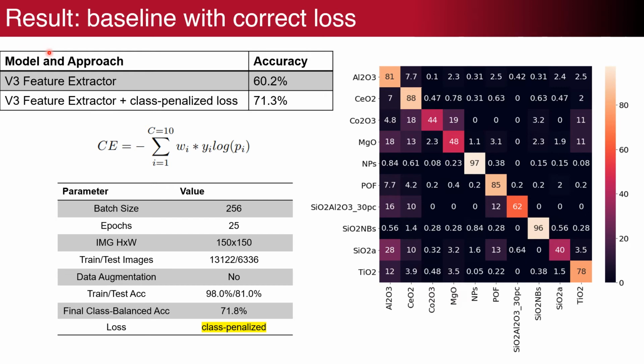So in order to deal with the unbalanced class problem, we have replaced our loss function with a class penalized loss function, which is to introduce a weight here. So with that, we are able to penalize the misprediction for smaller classes more. And the accuracy now is up to 71%.